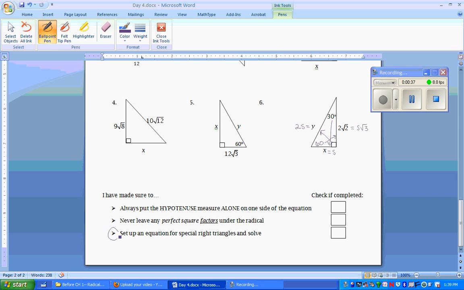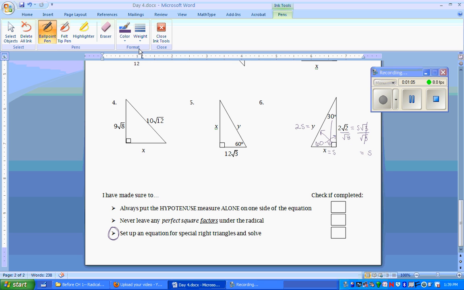So right here, in your closing statements that you have to check off, set up an equation for special right triangles and solve. This is exactly what I'm talking about. In this equation over here to the right, 2 root 2 equals S root 3, we can go ahead and solve this by getting S alone. In order to get S alone, we want to divide by the square root of 3. Over here they cancel, and I'm left with S.